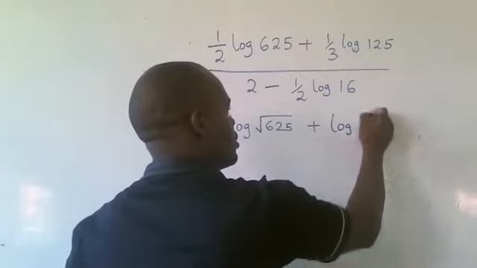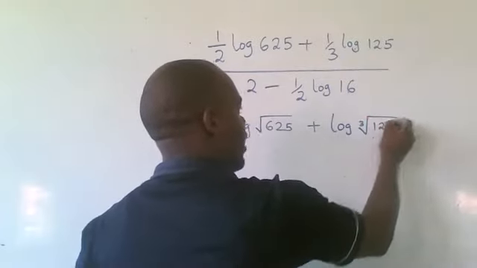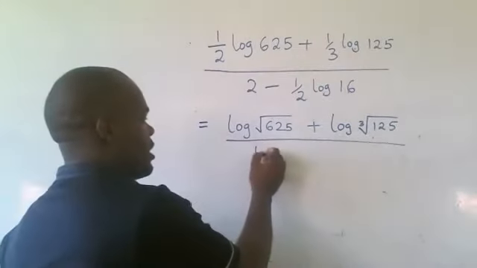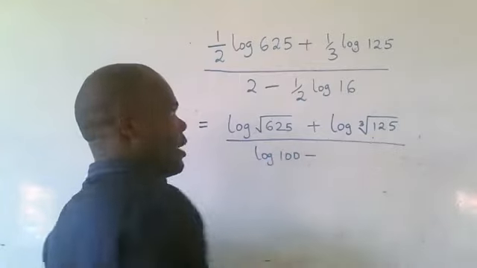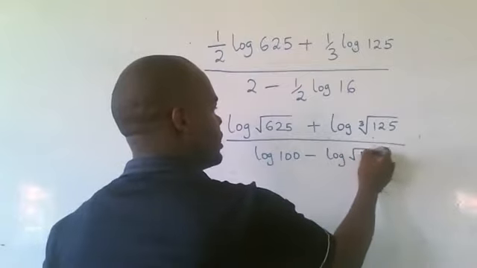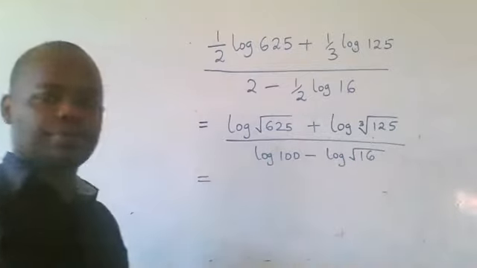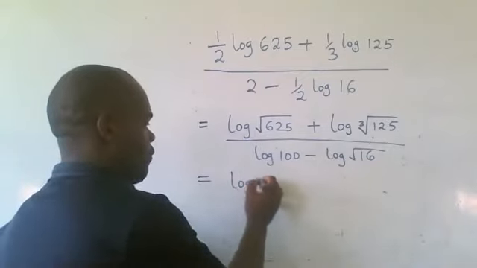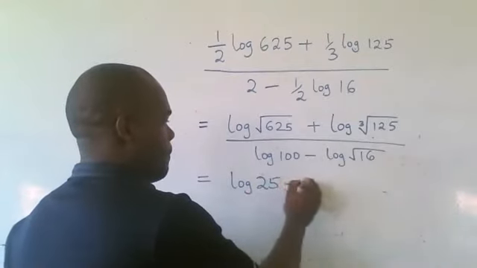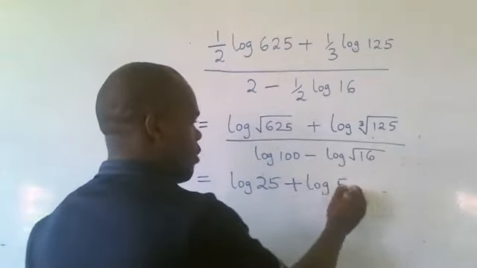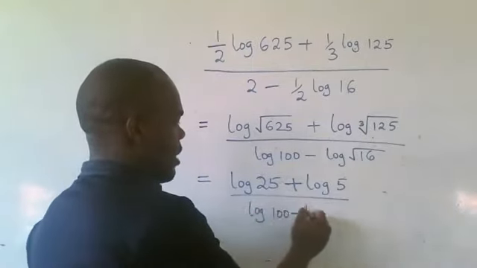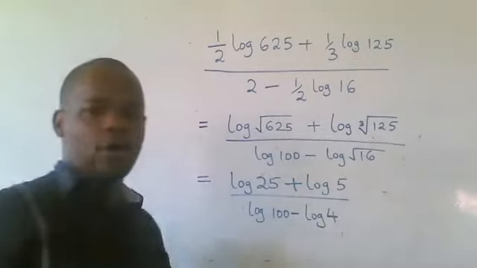root of 125. And then I divide by 2, which is the same as log 100. And then this one is log square root of 16. So this comes to, this will be log 5, no, log 25 plus log 5 over log 100 minus log 4.